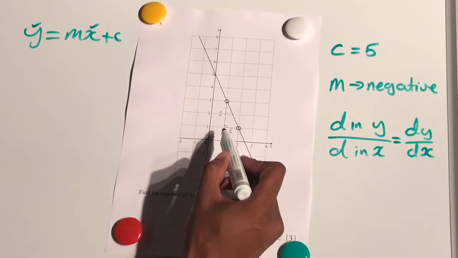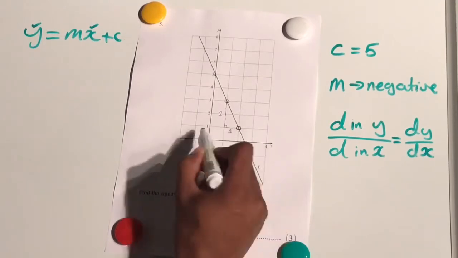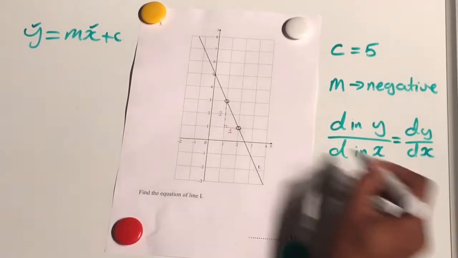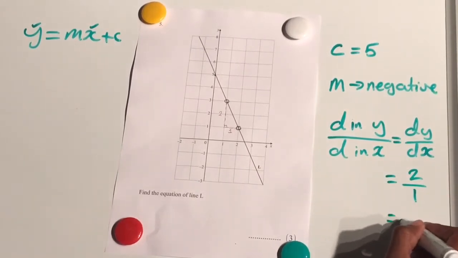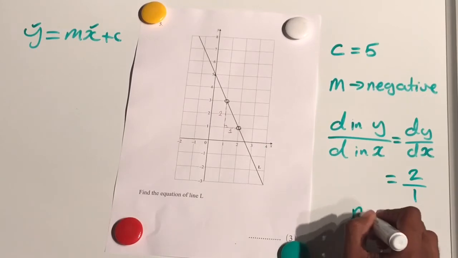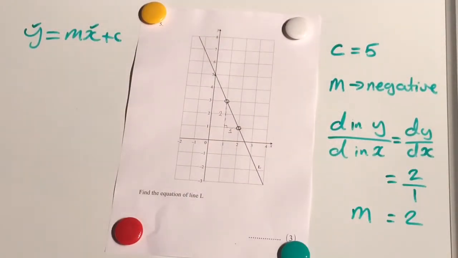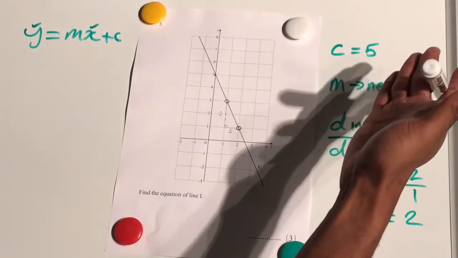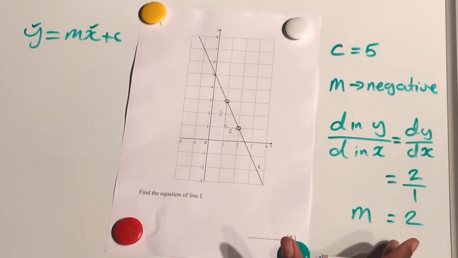So let's have a look at that. We've got 2 on the y, the height, and we've got 1 on the x, the width of the triangle. So our maths here would be 2 over 1, or 2 divided by 1, which is 2. So m equals 2. So let's collate all this information together. It has to look like this. c is 5, m's got to be negative, and I've calculated m to work out to be 2.